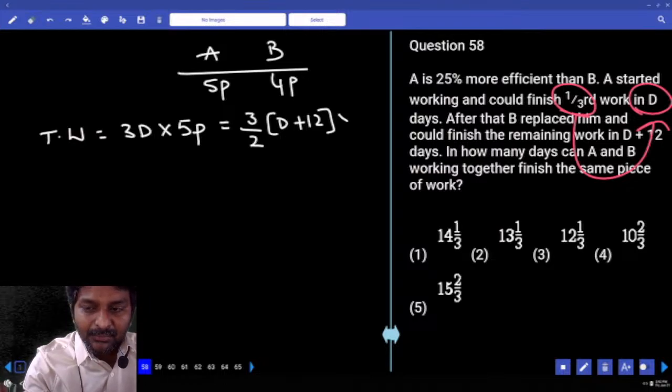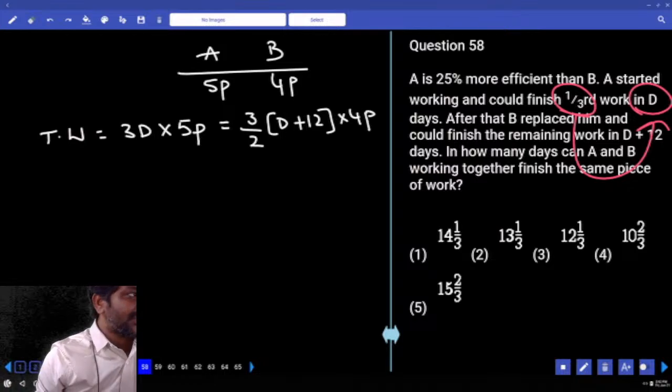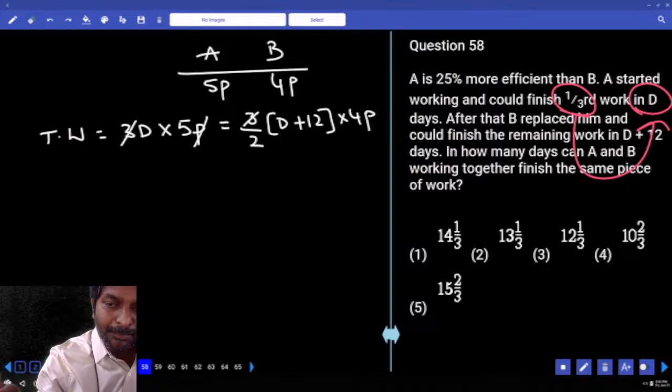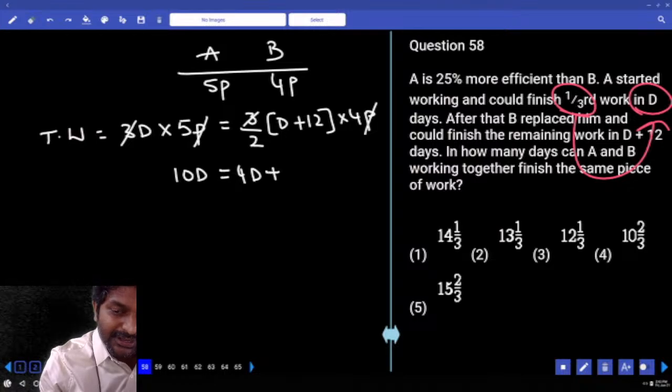B per day will do 4 parts. Let me first identify the D value. 3 gets cancelled. 10D is equal to 4D plus 48. 6D is equal to 48. D is equal to 8.